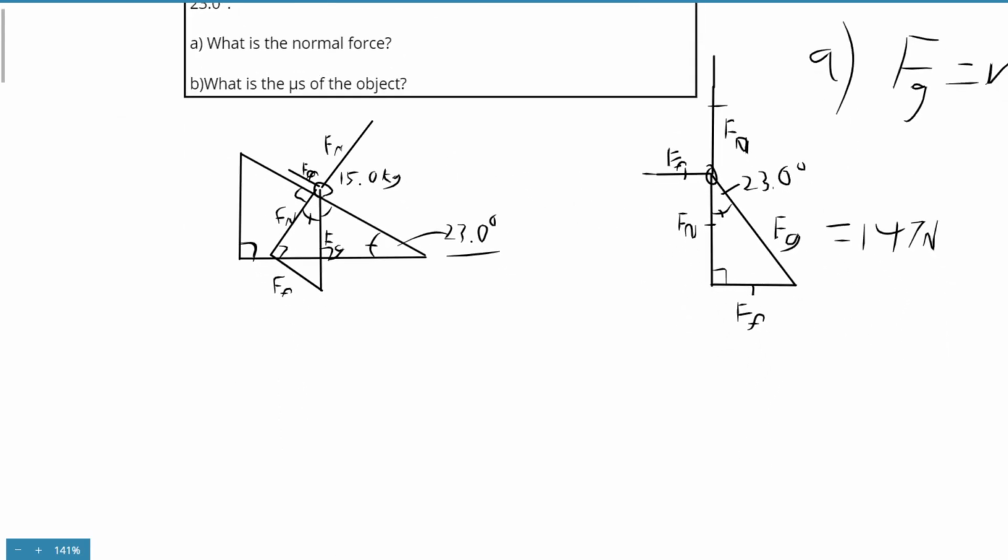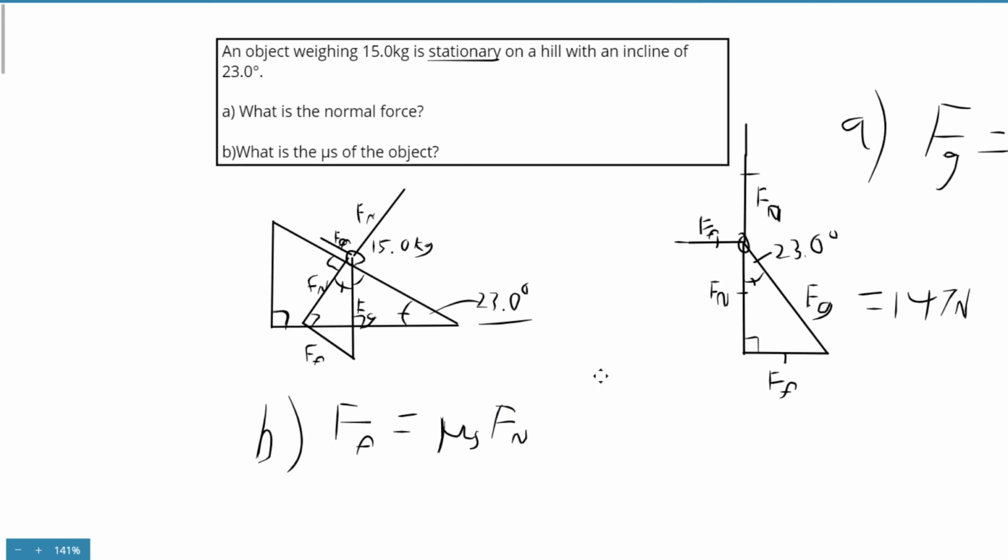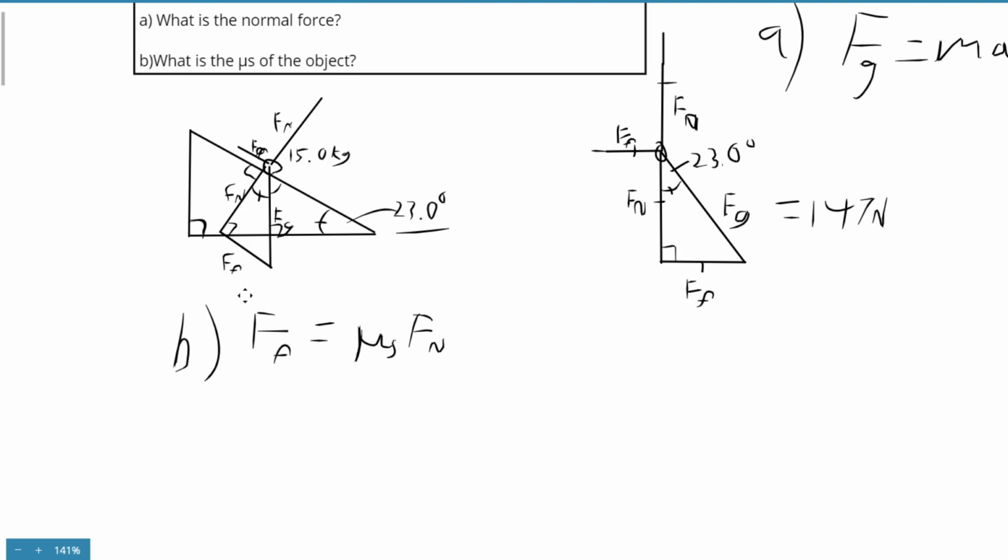Now B, what is the mu s? Need to remember the formula. Ff equals mu s times Fn. So we don't have Ff, we have Fn, and we don't have mu s. So we need to find Ff first to solve this equation.